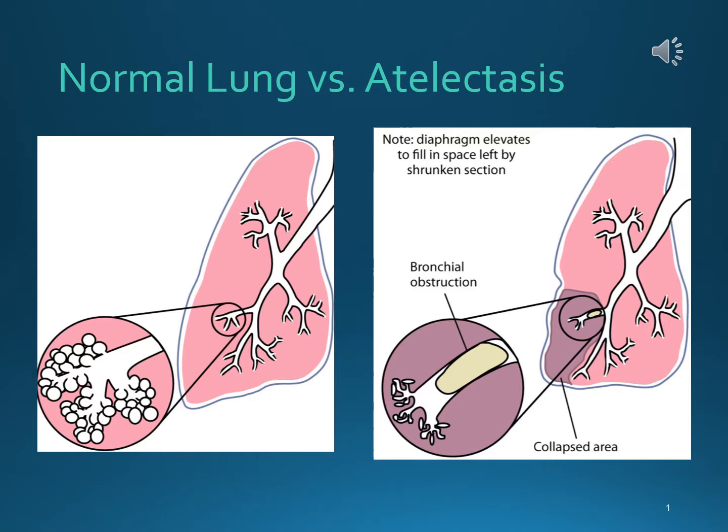This is an illustration of a normal lung versus atelectasis. You'll see that there's a bronchial obstruction here, and all those normal little alveolar sacs are totally collapsed, and therefore no air is getting in there and no gas exchange is taking place.